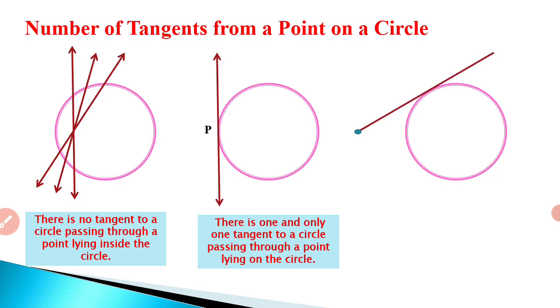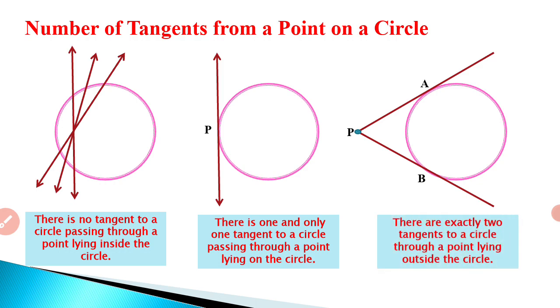Let me try to draw the tangents which are possible from that point. Here I have two tangents drawn from a point P which is outside the circle. The tangents are PA and PB. I can say that there are exactly two tangents to a circle through a point lying outside the circle.